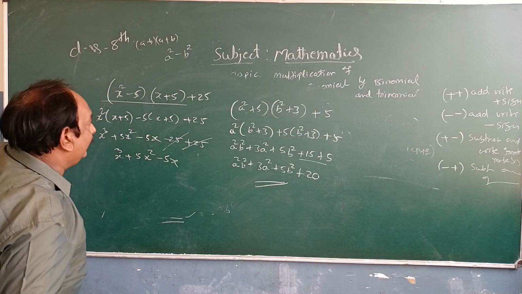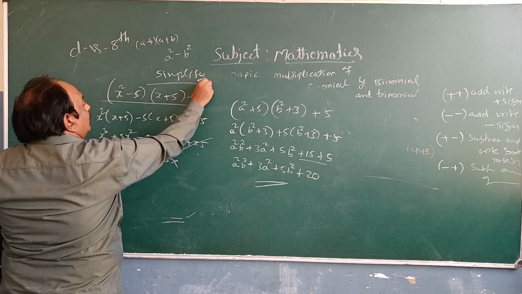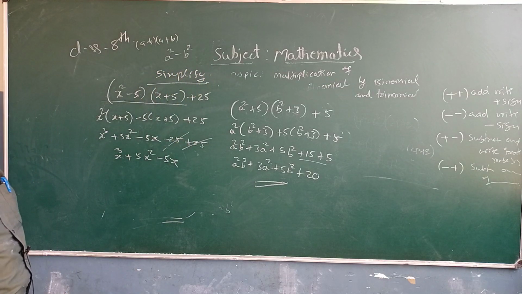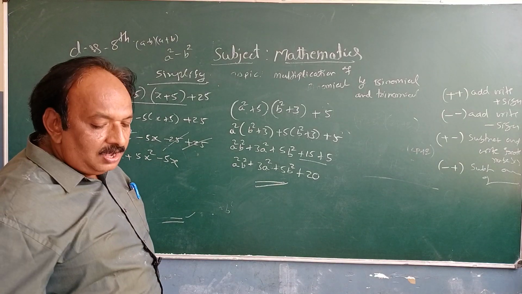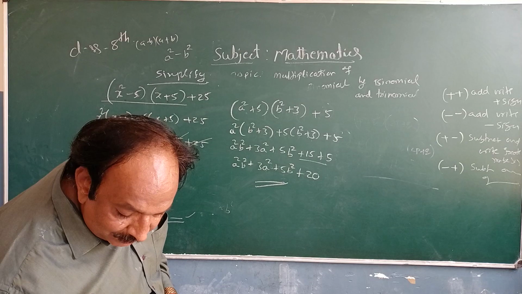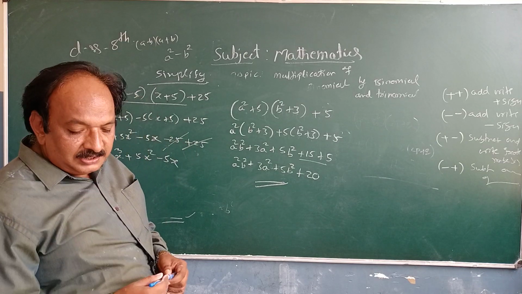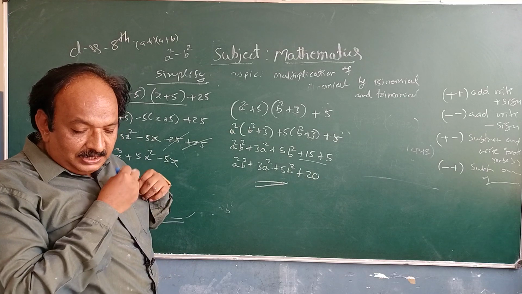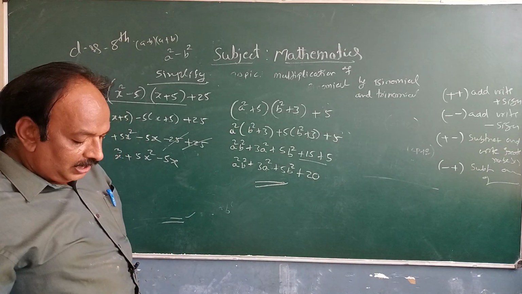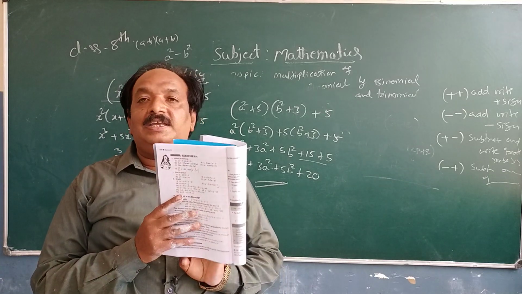The instruction in the problem is simplify. First we multiply and then simplify. It is the easiest method of multiplication of binomial by binomial and binomial by trinomial. In the next class, we are going to solve some more problems. After that, we will pass on to a very important concept of mathematics called identity.